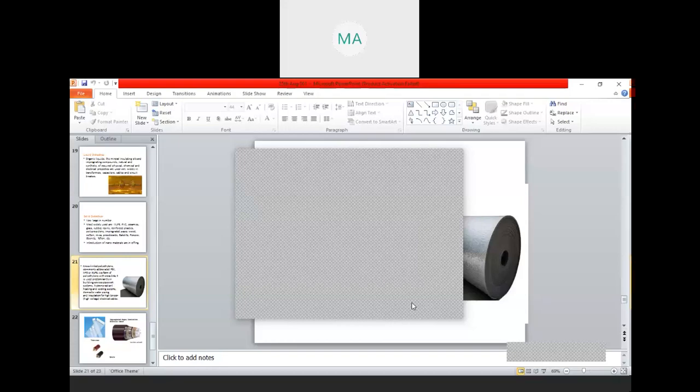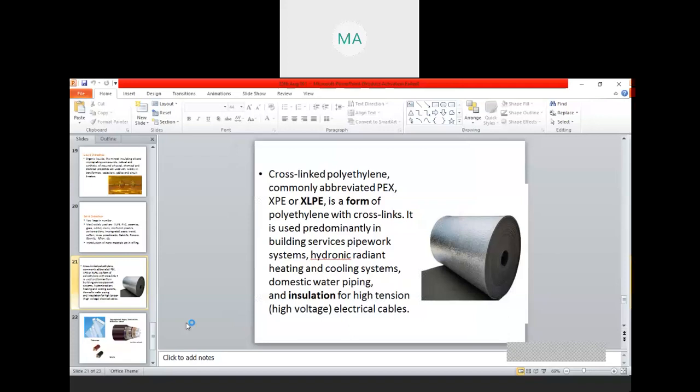Coming to this one, here we have the solid insulators. In the solid insulators, we have different types of solids.